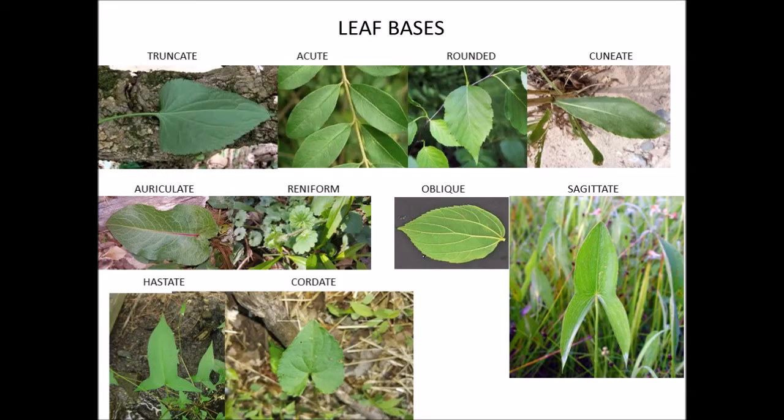Reniform is the kidney-shaped leaf base. Oblique basically means that the leaf base is unequal, so it doesn't have a symmetrical shape at the leaf base. Sagittate is once again the arrow-shaped leaf base. Hastate is like the sagittate leaf base, but it's more of a horizontal angle that the leaf base comes out to, kind of like a spear. And then of course the cordate, which we're familiar with, which is a heart-shaped leaf base.